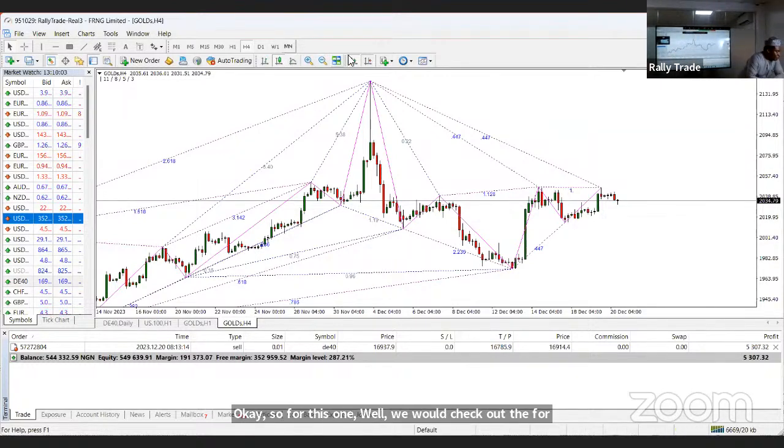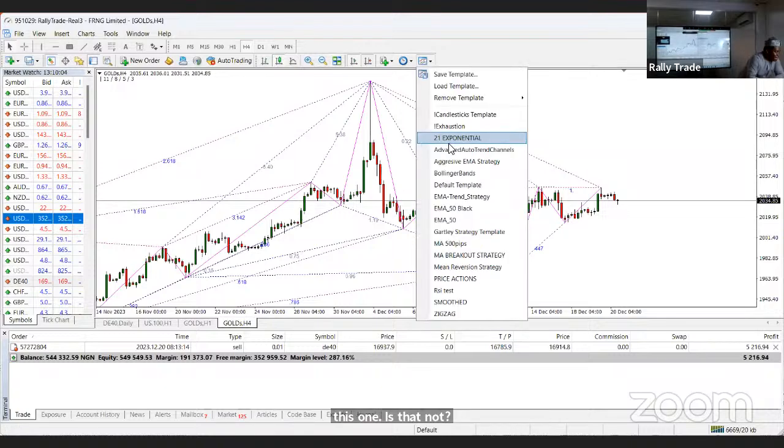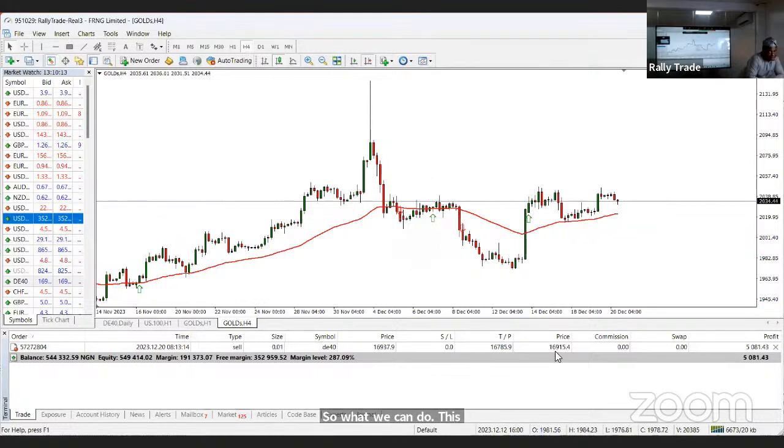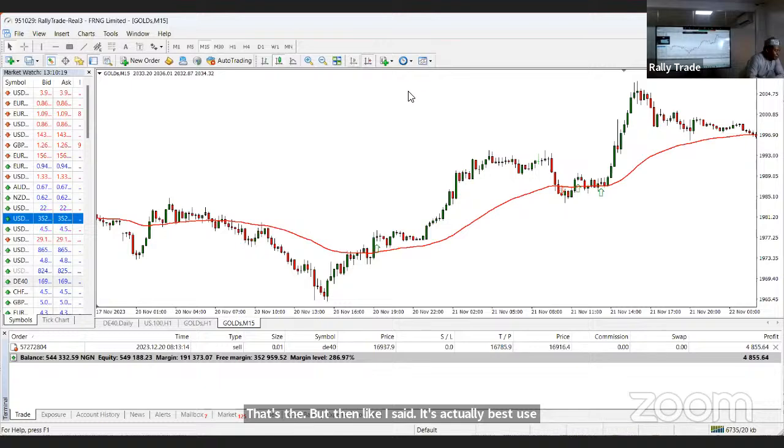Let's check if some other strategy can give us an idea, like a reinforcement to what we can do. This one is telling us that it's time for us to buy. That's the EMA trend. But like I said, it's actually best used on 15 minutes. So let's check M15.